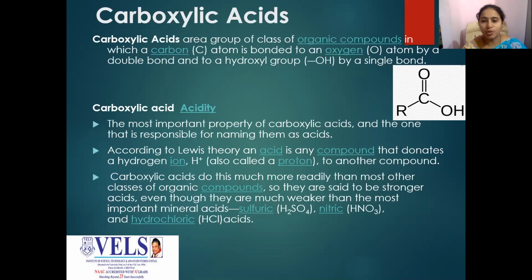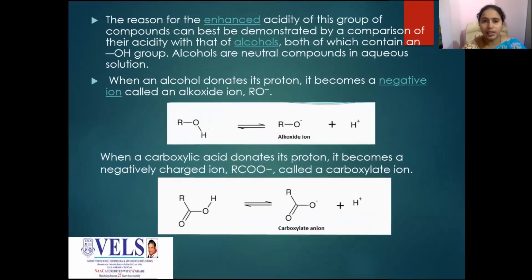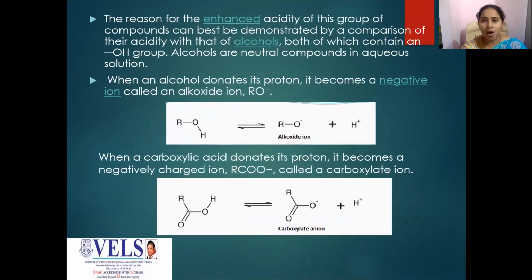But even though they are much weaker acids than most important mineral acids like sulfuric acid, nitric acid, and hydrochloric acid. The reason for this enhanced acidity of this group of compounds can be best demonstrated by comparison of their acidity with that of alcohols, both of which contain a hydroxyl group. Alcohols are neutral compounds in aqueous solution. When alcohol donates its proton, it becomes a negative ion called an alkoxide ion, as shown in the figure. Whereas carboxylic acid, if it donates a proton, becomes a negatively charged ion called a carboxylate anion, as shown in the figure.